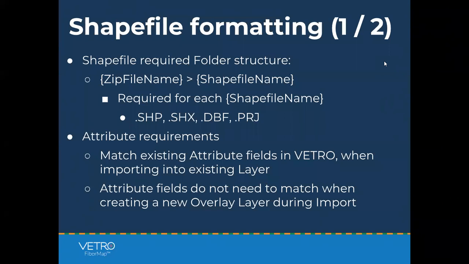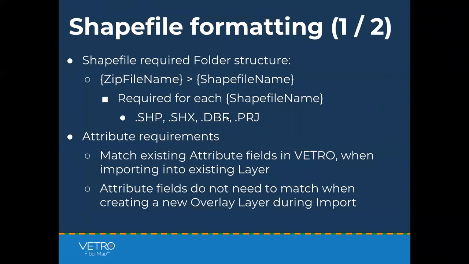The shapefile does require that you have a zip folder with each shapefile's 4 main files. That's going to be your SHP, your SHX, your DBF, and your PRJ. And these 4 are what compile a single shapefile. So for example, you could have backbone.shp, backbone.shx, backbone.dbf, and backbone.prj. That's going to be one backbone layer. So you're going to need to do that for each of your individual layers.